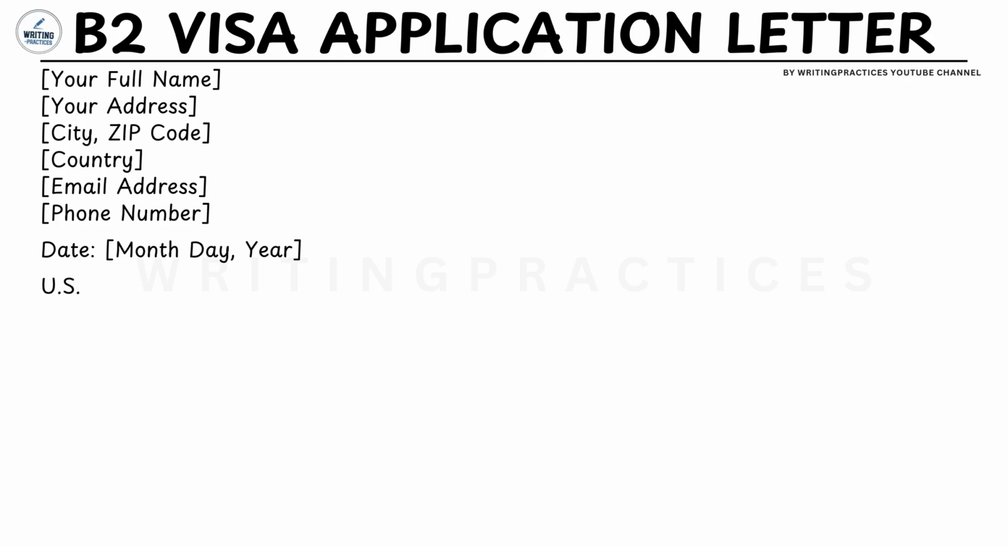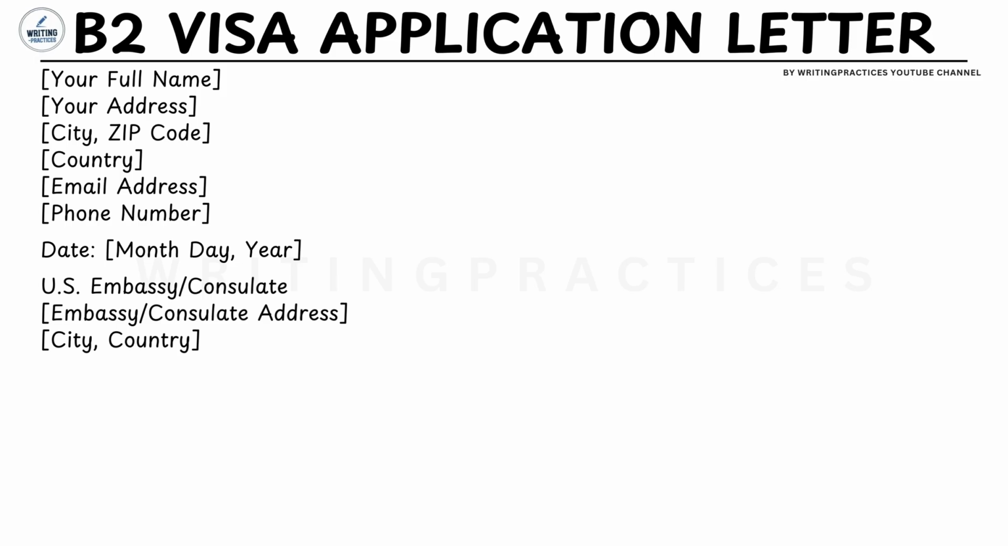Recipient's information. Addressing the US Embassy or Consulate. Now, you need to correctly address the letter to the US Embassy or Consulate where you will be applying. This section ensures your letter is directed to the appropriate authority handling your application. It should include the name of the US Embassy or Consulate, the full address of the Embassy or Consulate, and the city and country where it is located. For example, US Embassy London, 339 Elms Lane, London SW11 7US, United Kingdom. Always double-check the address of the US Embassy or Consulate where you're submitting your application to ensure accuracy.